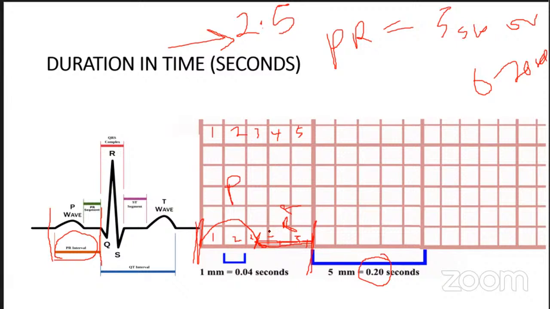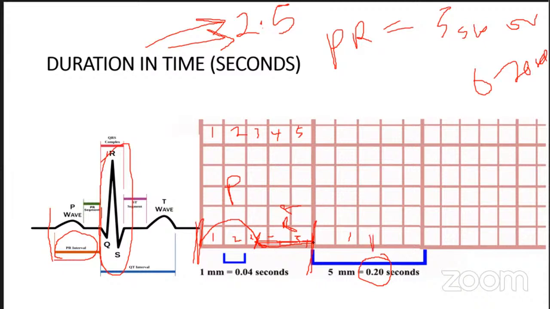Okay, so now we've determined what our P wave should be, what our PR interval should be. Again, we said P wave 2.5, PR interval 2.5. And if we add both of them, it shouldn't be more than 5 small boxes or 0.20 seconds. Now, the next one would be our QRS complex. Again, if they ask me, how long should your QRS complex be? The same thing. It shouldn't be more than what? 2.5 small boxes.